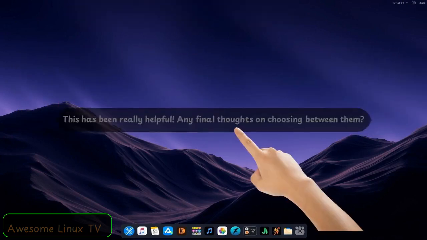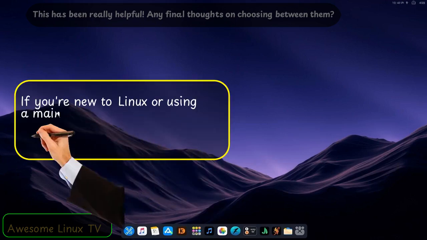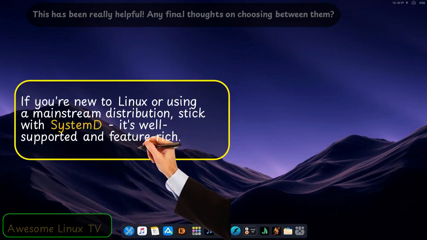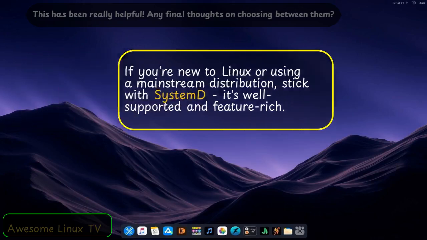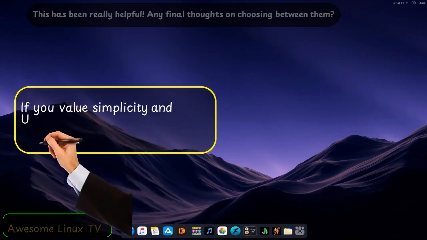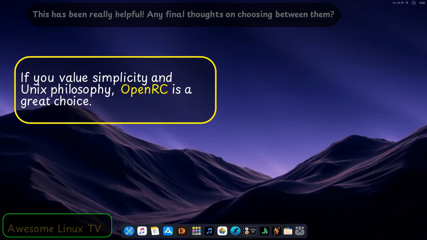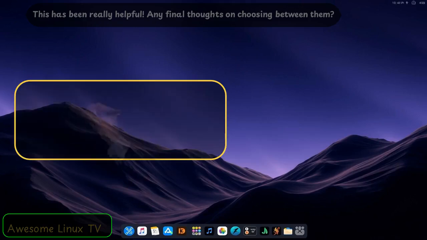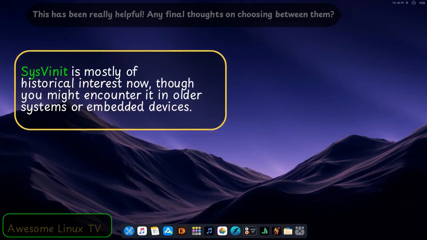This has been really helpful. Any final thoughts on choosing between them? If you're new to Linux or using a mainstream distribution, stick with SystemD. It's well-supported and feature-rich. If you value simplicity and Unix philosophy, OpenRC is a great choice. SysVinit is mostly of historical interest now, though you might encounter it in older systems or embedded devices.